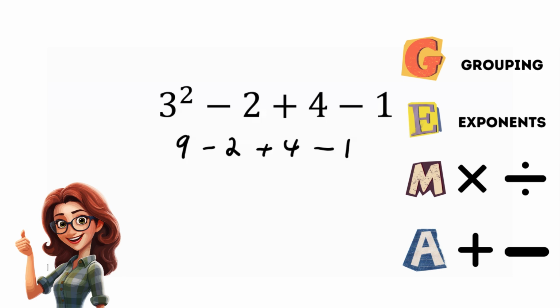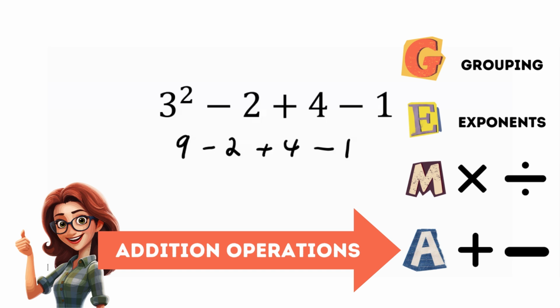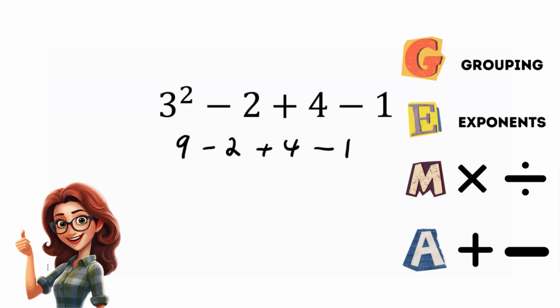Next step, A in GEMMA, addition operations, which include addition and subtraction. So we're going to do that left to right. 9 minus 2 is 7, plus 4 minus 1. All right, we're still on A in GEMMA, addition operations. So we just start at the left. 7 plus 4 is 11 minus 1. And now we get the correct answer.